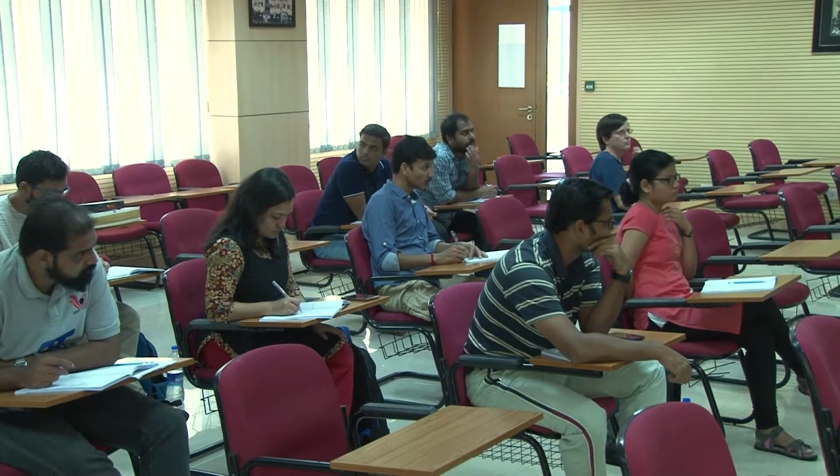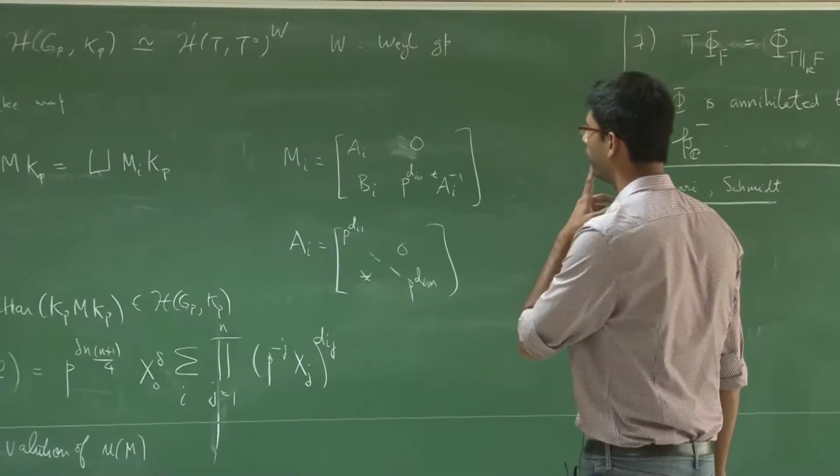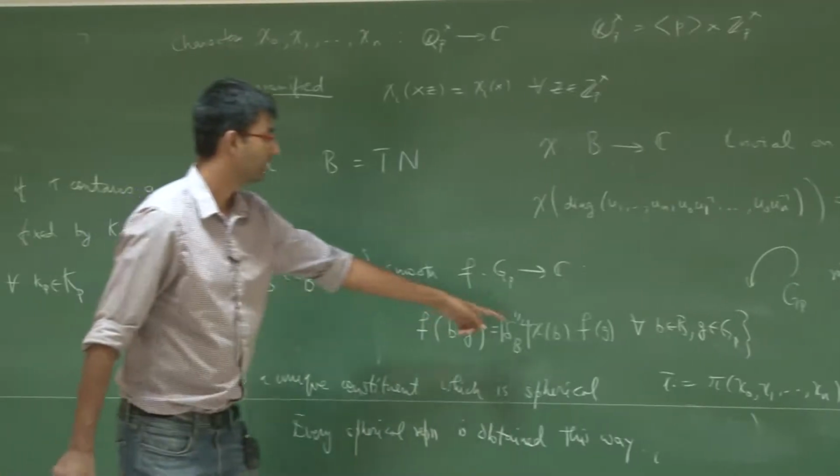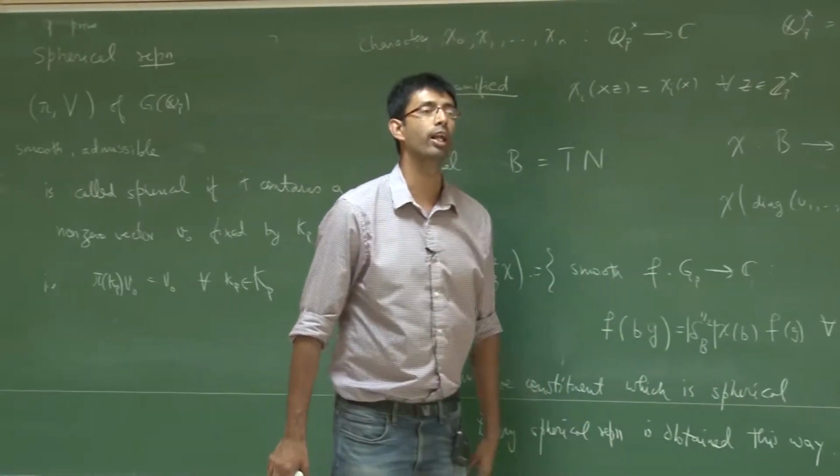Can you please explain that delta factor? Delta was defined, put in there to get unitary actually. So delta_B to the half you put in there, then the representation is unitarizable.